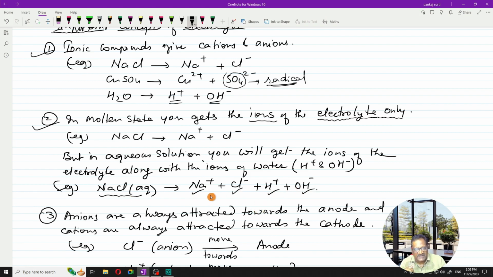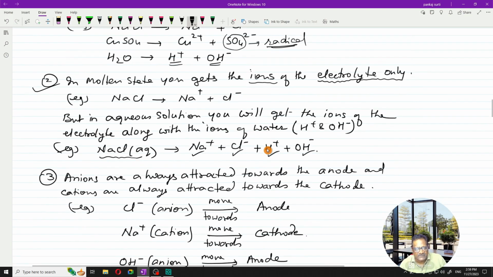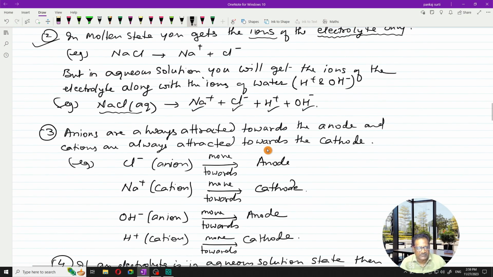Okay, so you are getting 4 different ions over here. In a molten state, you get only 2 ions of that respective electrolyte. Okay, so that's the second point that you should understand properly.